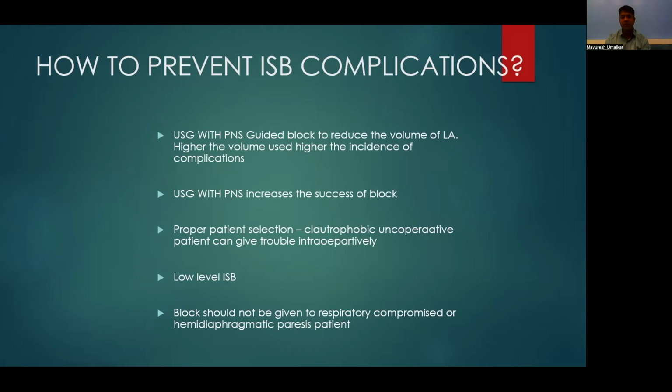Proper patient selection is a must. A claustrophobic, uncooperative patient can give you trouble intraoperatively. You can give a low-level interscalene block. The block should not be given to patients with respiratory compromise or hemidiaphragmatic paresis.